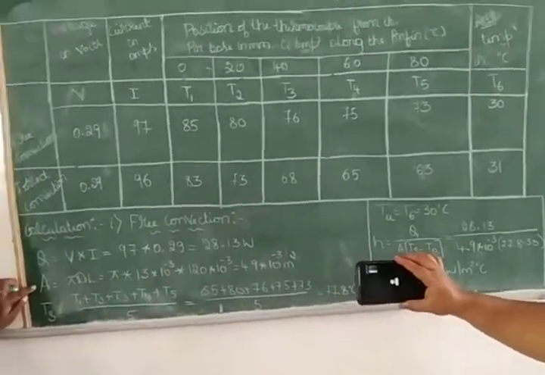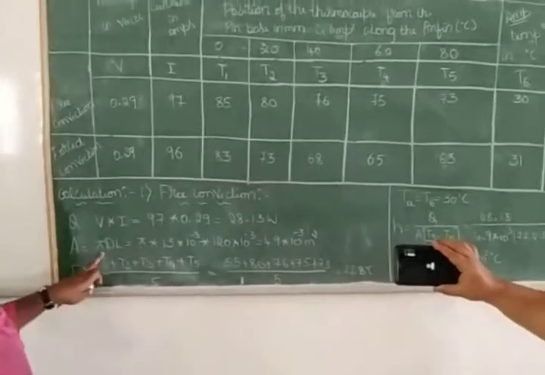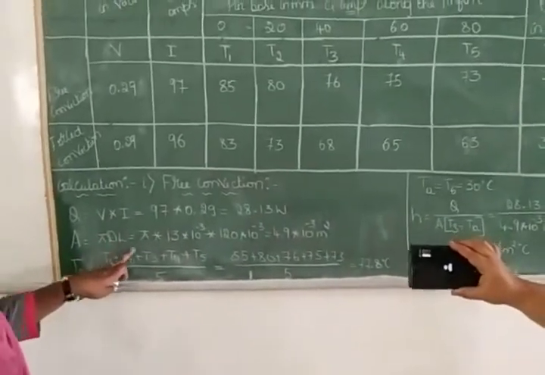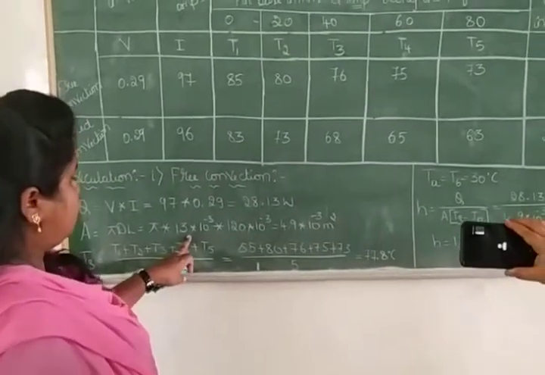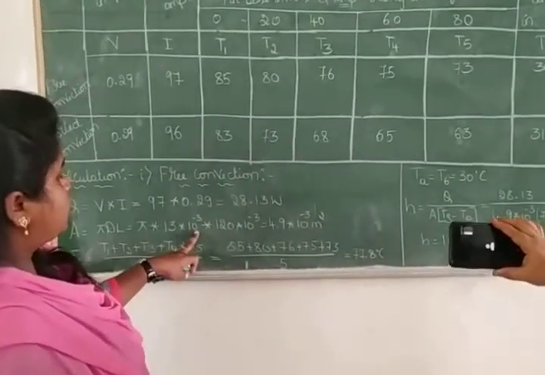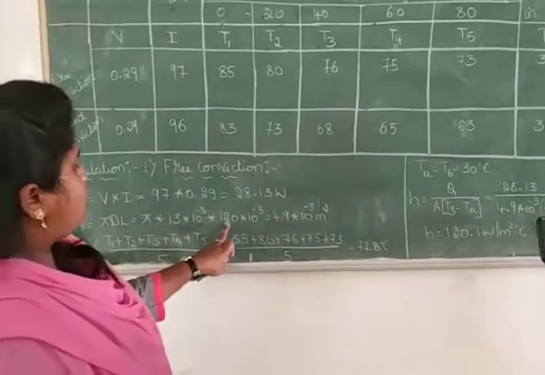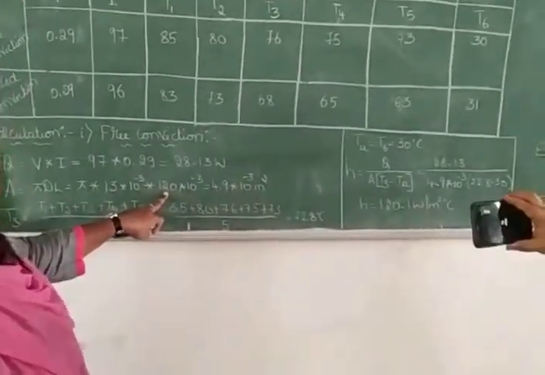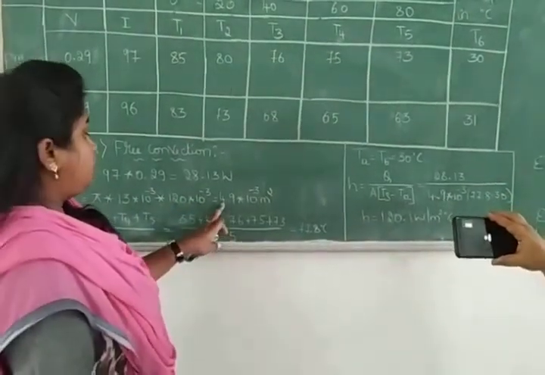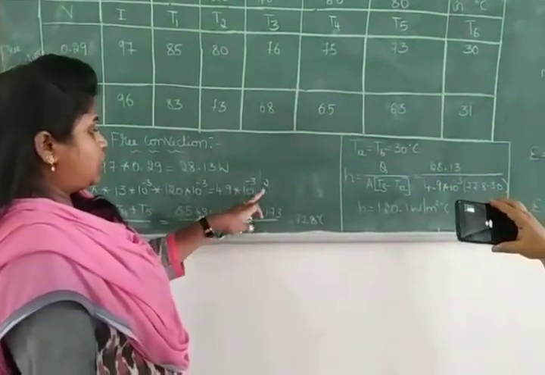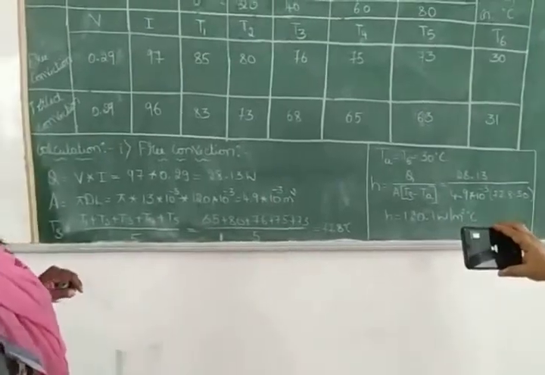Next we need to find out the value of area of that pin fin. Since it is a cylindrical shape, we can use the area of the cylinder, it is nothing but pi dl. Pi into diameter of the fin, it is there in the specification itself, it is 13 millimeter. So we are going to convert that one to meter. The length of the fin also they have given in the specification, it is 120 millimeter. So 120 into 10 power minus 3. So we are getting 4.9 into 10 power minus 3 meter square. So this is the value of area.